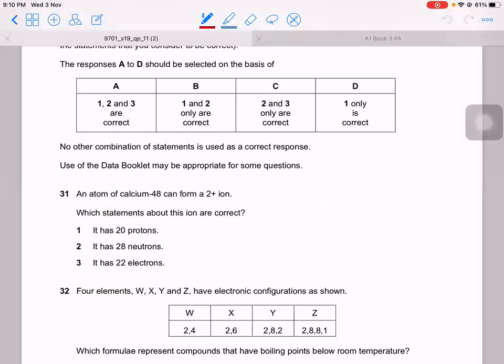31. Atom of calcium 48. Calcium we know is otherwise 40-20, but this is 48-20. And this has a charge of 2+. So let's count the protons. You have 20 protons. You should have had 20 electrons, but 2+ means you lose 2, so that's 18. And 48 minus 20, that is 28 neutrons. So it has 20 protons, yes. 28 neutrons, yes. 22 electrons, no. The answer is therefore B.